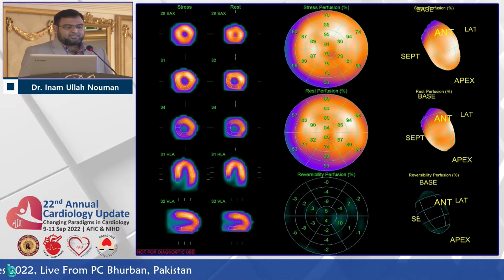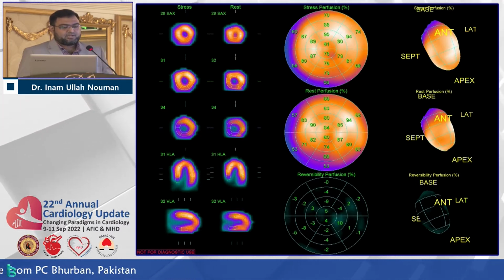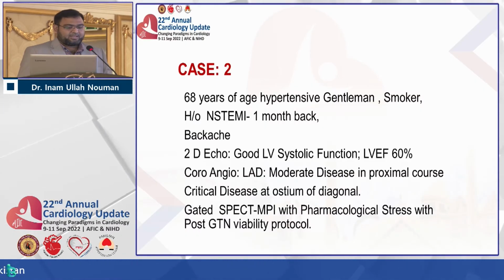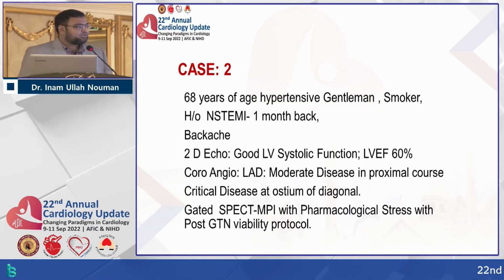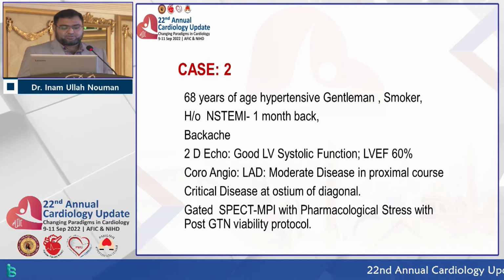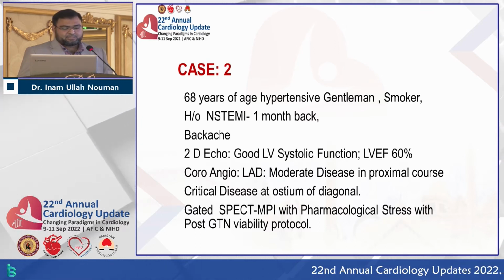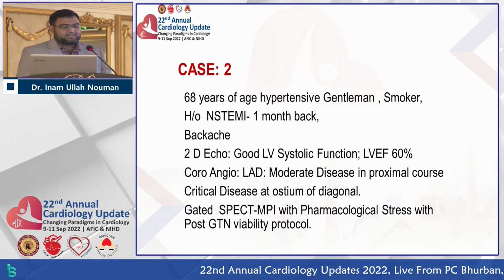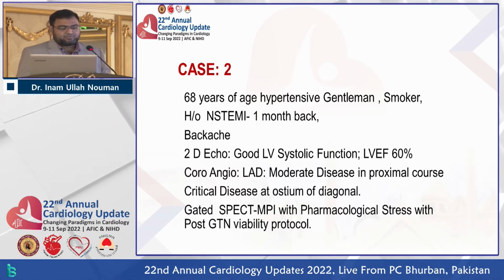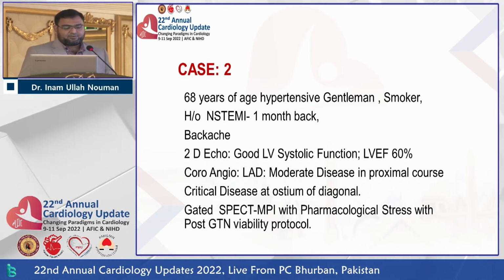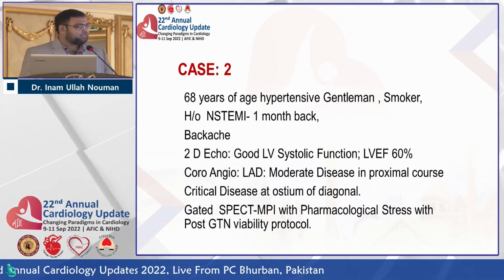And the second case, a 68-year-old hypertensive gentleman, smoker, with history of NSTEMI 1 month back, presented to us with complaints of backache. 2D echo was normal. Coronary angio showed LAD with moderate disease in the proximal course and critical disease at the ostium of diagonal. Gated SPECT MPI with pharmacological stress with post-GTN viability protocol was advised.